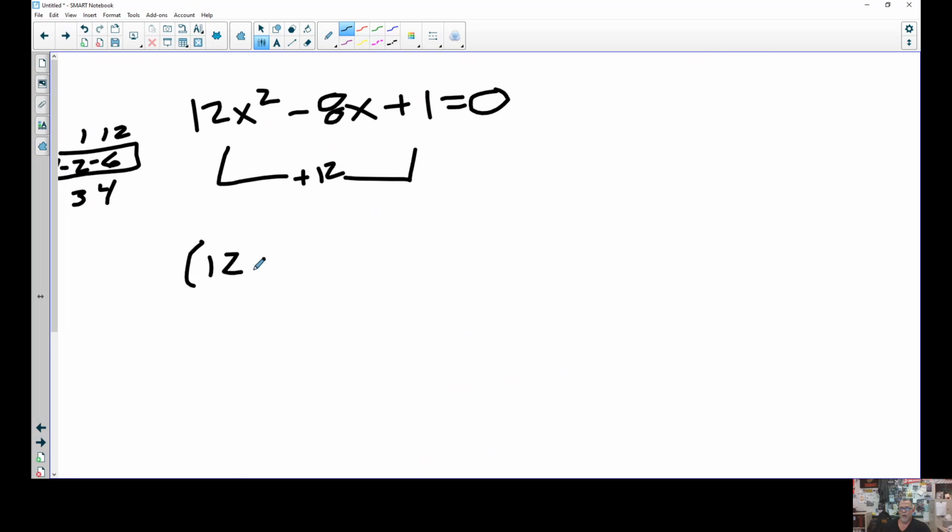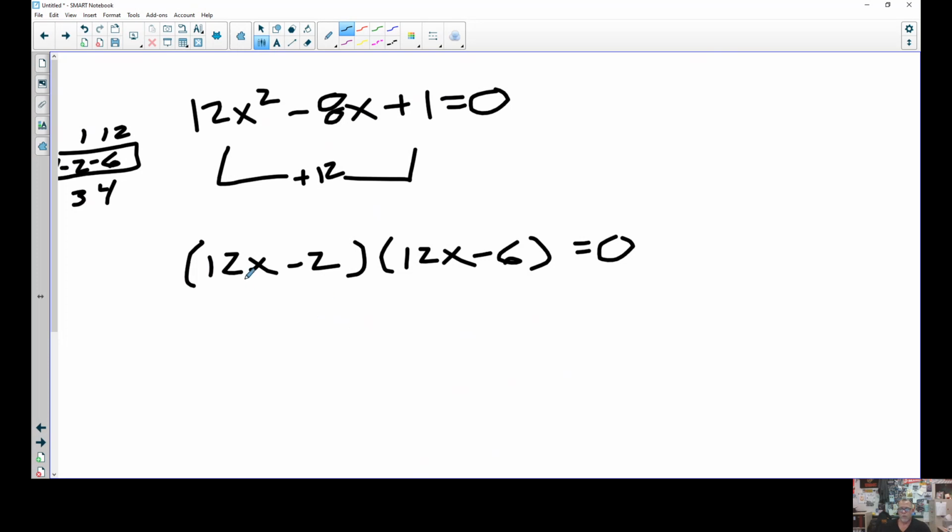So I go through my steps now. 12x, 12x, and I put a -2 and a -6. And finally, I get to my factored form. It's important you get to this next step, guys. I got to see your factored form in this so that you can get credit.